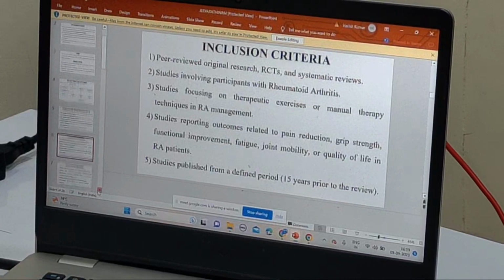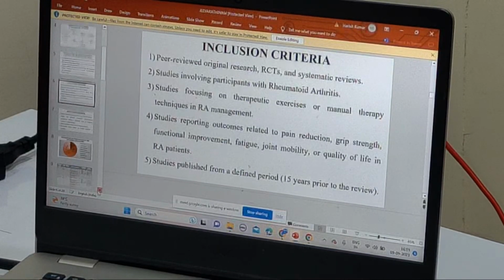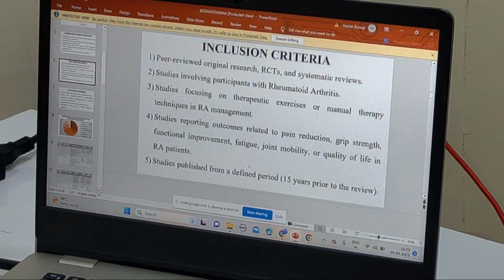Then in our inclusion criteria, we consider peer-reviewed original research, including RCTs and systematic reviews, specifically focusing on rheumatoid arthritis. Priority was given to research on therapeutic exercises and manual therapy in RA management, with outcomes including pain, strength, function, fatigue, joint mobility, and quality of life. We included studies published within the past 15 years for current relevance.